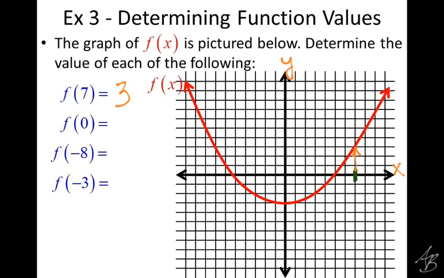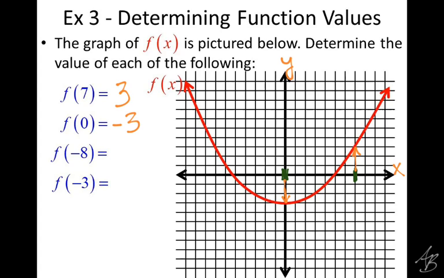All right, f of 0. Where is x equals 0? Well, where is x equals 0? It's in the middle. It's at the origin, right? So when x equals 0, we're here at the origin. And then to go to the function from there, we're going to have to go down 3. So f of 0 is negative 3.